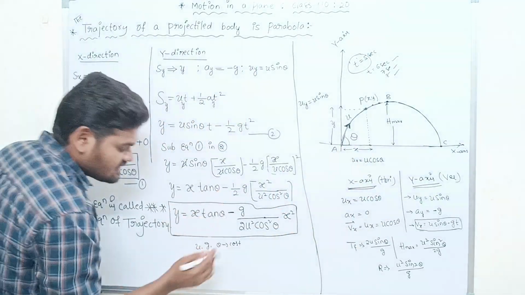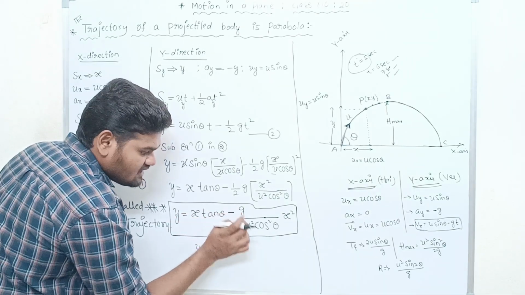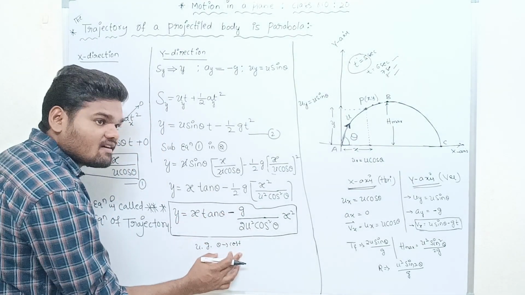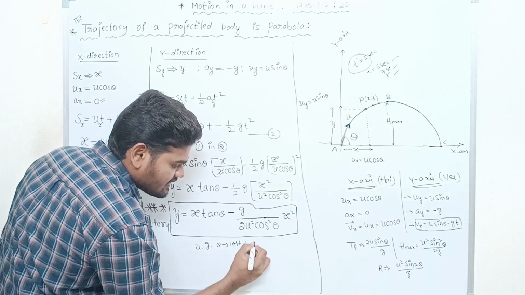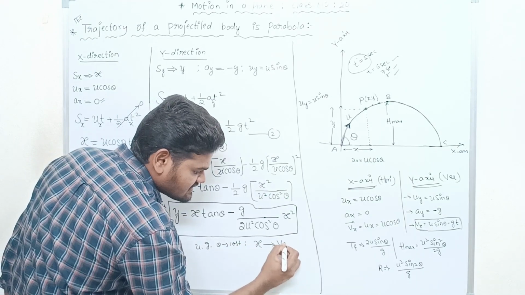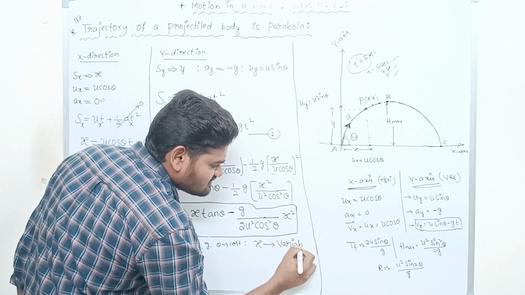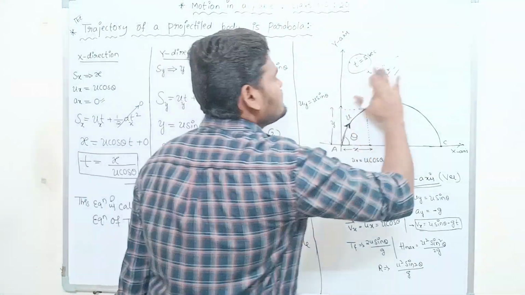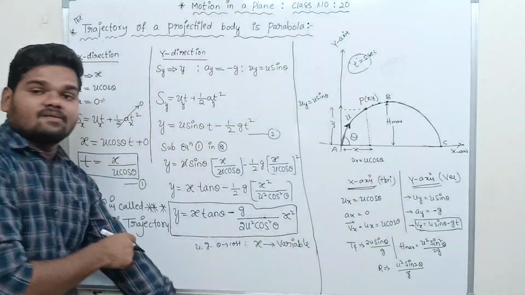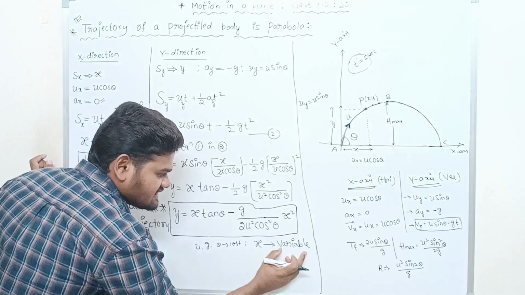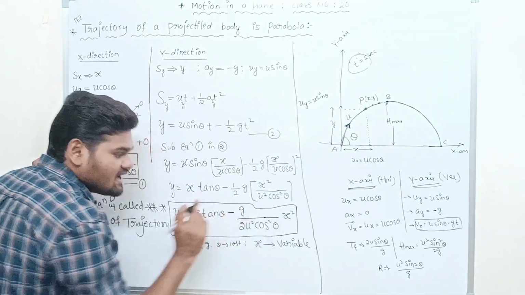So in this equation, theta, g, u are constants. They do not change with respect to time, but x changes. It is a variable. Are you getting what I'm saying? Okay, very good. So have a look, x is variable. Remaining all terms are constant.